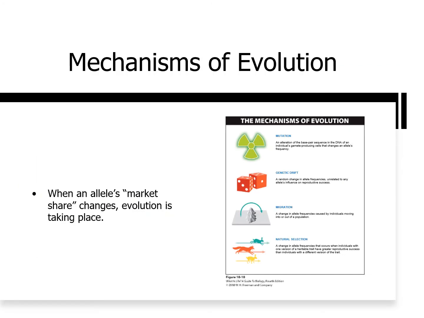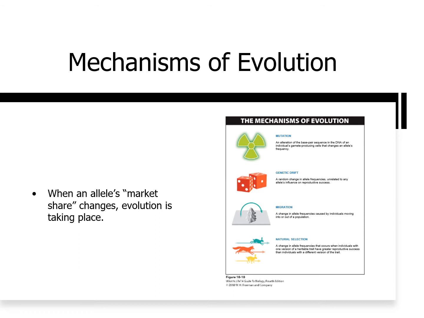There are 4 mechanisms of evolution. So the first is mutation. This is an alteration of the base pair sequence in the DNA of an individual's gamete-producing cells that changes an allele's frequency. We've talked about how mutations are caused and how they arise through your DNA.